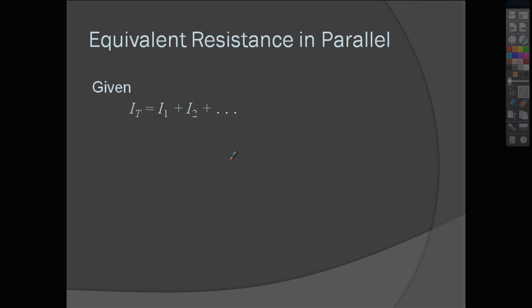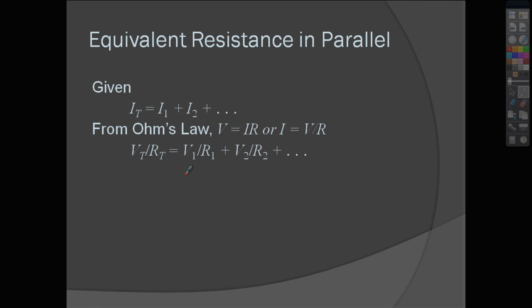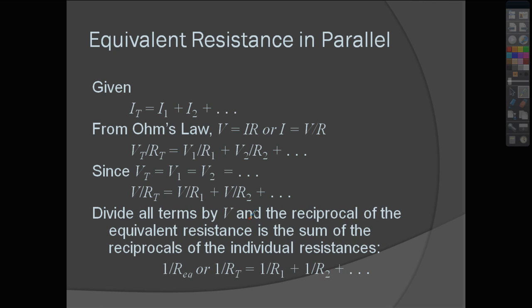To find the equivalent resistance, we know that the total current equals the sum of all the currents on the paths. And from Ohm's law, we know that I equals V over R. So we plug V over R in wherever we see an I. So total voltage divided by total resistance equals the first voltage divided by the first resistance, and so on. But since it's a parallel circuit, all the voltages are the same, so we can get rid of the subscripts on the V's. They cancel out, and you're left with 1 over the equivalent resistance equals 1 over R1 plus 1 over R2 plus 1 over R3, and so on.